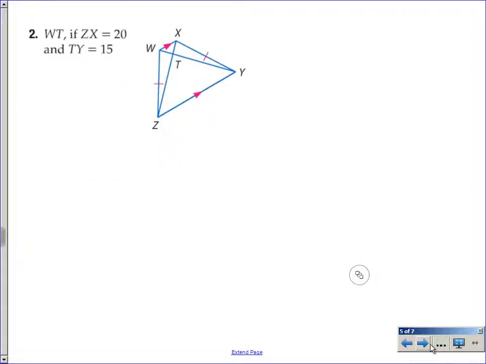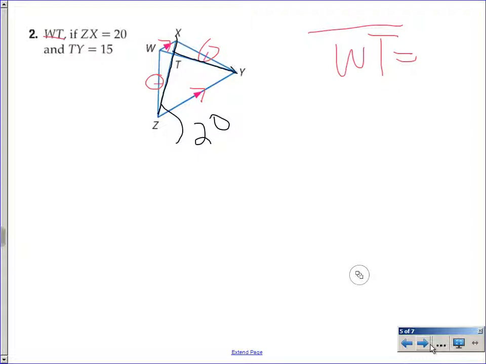Next. Okay, so now we have another isosceles trapezoid. I have parallel bases and congruent legs, so I know I'm going to follow the properties of an isosceles trapezoid. We're finding WT, so I want to know what WT equals. If X to Z, or ZX, is 20, and T to Y is 15, then I want to find the measure of W to T.